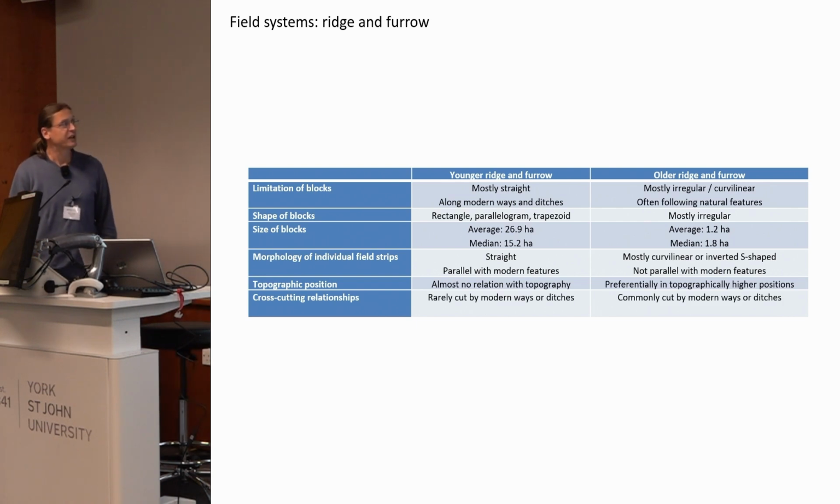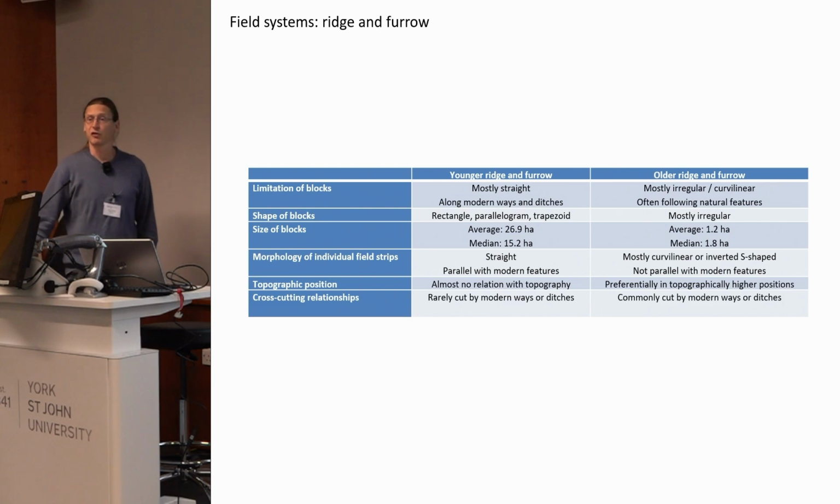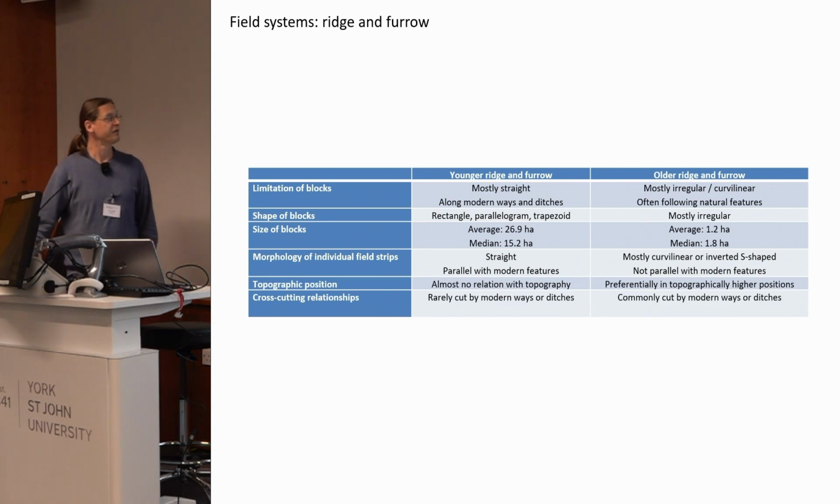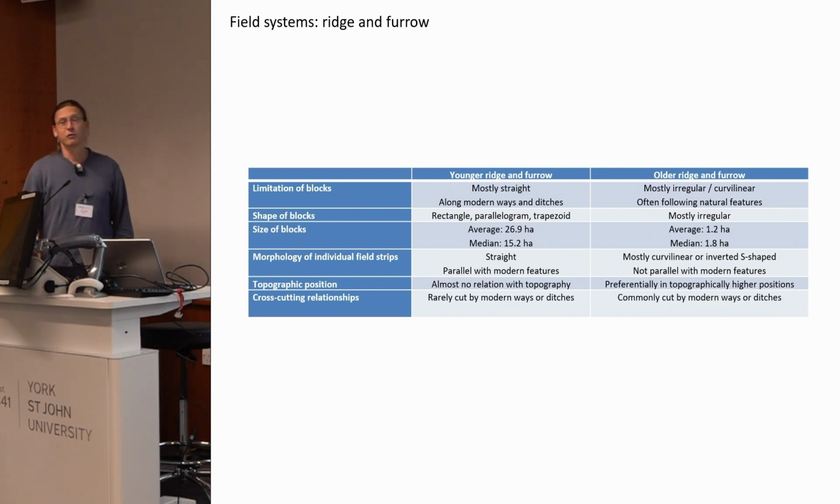Morphology of the individual stripes would be straight and parallel with modern features for the younger fields, and mostly curvilinear or inverted S-shaped for the older ones, and not parallel with modern features. Topographic position, as I said, the younger fields have no or almost no relation to the relative topography, whereas the older ones are preferentially located on the higher positions.